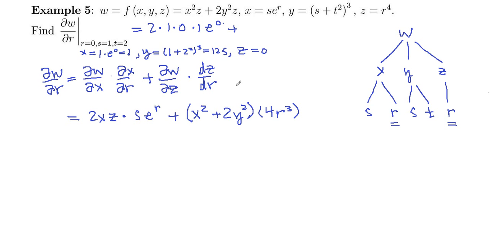And then plus x squared plus 2y squared. So 1 squared, and then 2 times 125 squared. And then 4r cubed, and r is equal to 0. So times 4 times 0 cubed. And so this has got a multiplication by 0, so that whole term zeroes out. This has got a multiplication by 0, so that whole thing zeroes out. So the derivative at that particular instant is 0.